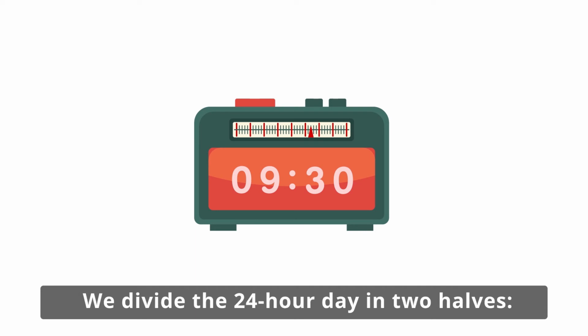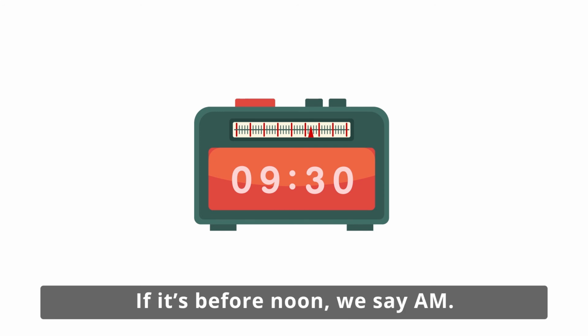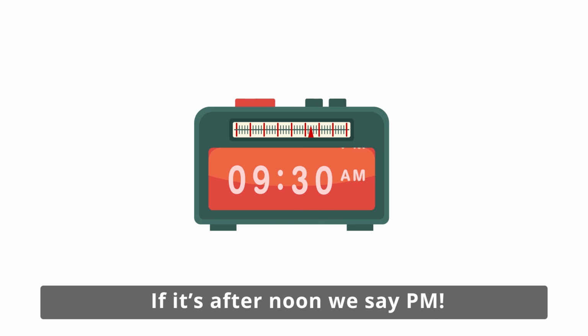We divide the 24-hour day in two halves. If it's before noon, we say a.m. If it's afternoon, we say p.m.